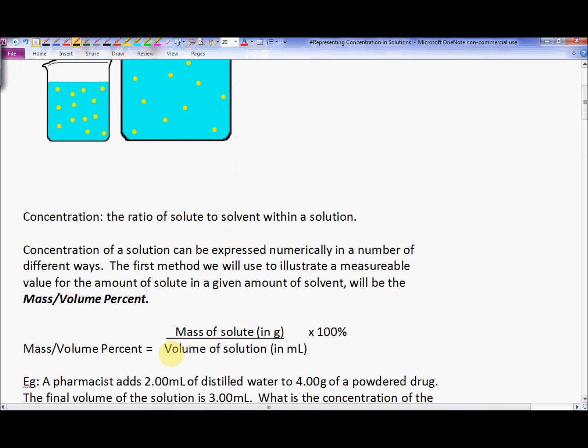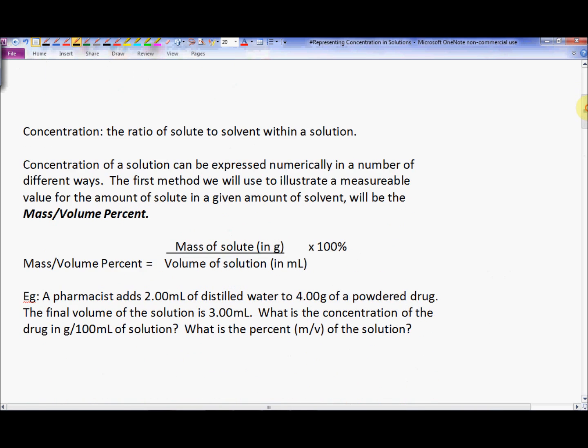So here's an example right off the bat. A pharmacist adds 2 milliliters of distilled water to 4 grams of a powdered drug. So in this case, the 2 milliliters of distilled water, that's going to be our solvent. Our 4 grams of the drug will be the solute. The final volume of the solution is 3 milliliters. What is the concentration of the drug in grams per 100?